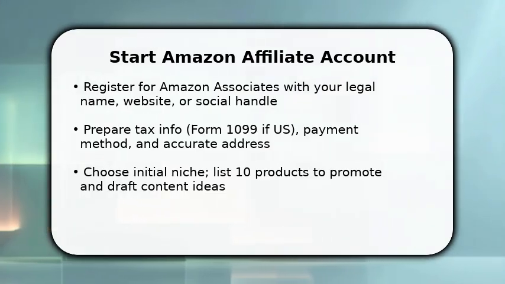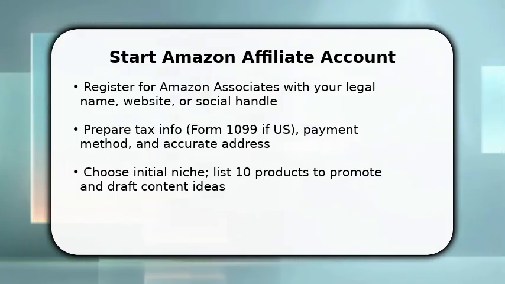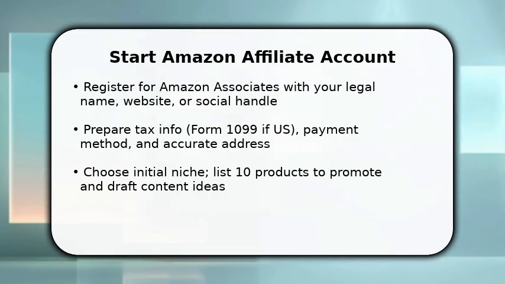You begin by opening an Amazon Associates account and completing your profile now. Enter your website or social handle, payment, and tax details so payment's clear. Once done, pick a focused niche and list 10 products you can promote immediately. These become your testing ground.